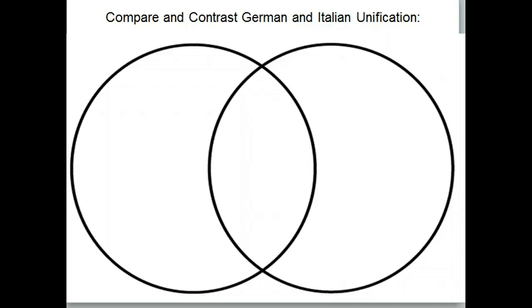And then the last thing we did in class was we compared and contrasted German unification, looking at Germany on one side, Italy on the other side, what they have in common and what is different. So if you missed that, please make sure to get that from a friend, or come in and see me and we'll go over it, and then use Quizlet to study for the quiz.